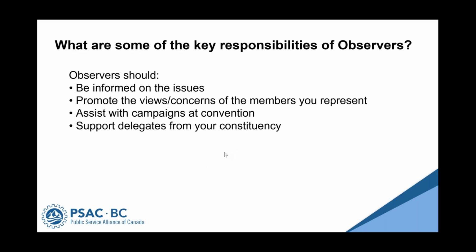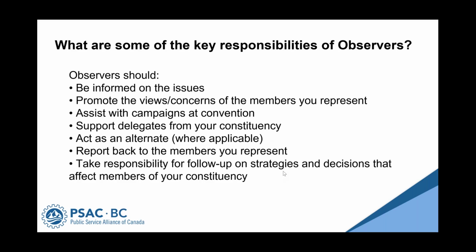So for example, if your local delegate got ill or there was a family situation and they weren't able to attend, you should be ready to step in as the actual delegate. You would also be expected to report back to the members you represent and to take responsibility and follow up on strategies and decisions that affect members of your constituency. So I'm just wondering if people have other comments, other responsibilities, other ideas that observers should be sharing at this point in time. And if you do, please unmute yourself and speak.